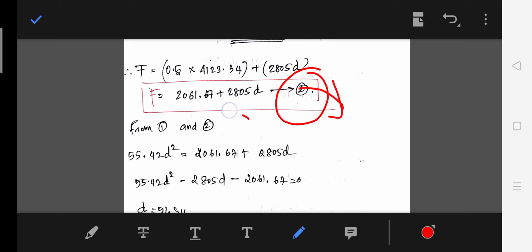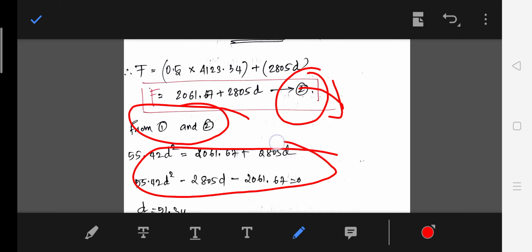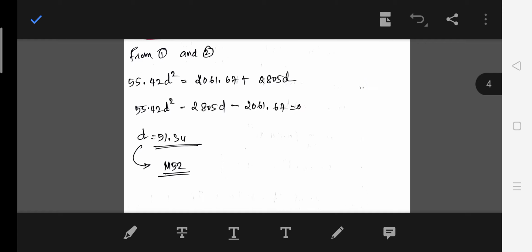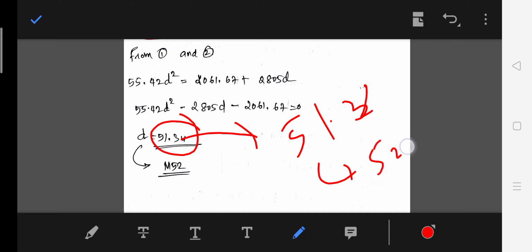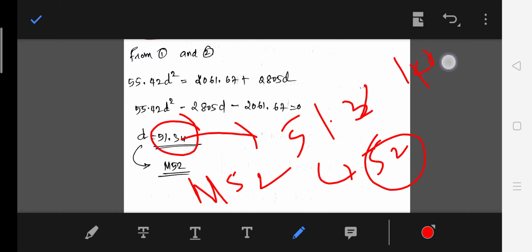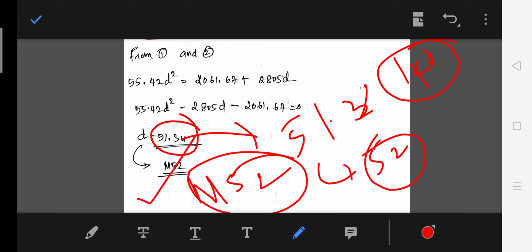From equations 1 and 2 we get a quadratic equation. On solving this equation we get the value of d. It's very simple. We get the value of d as 51.32. We round it up to 52 and check whether M52 is available on page number 140. Yes, M52 is available, so the size of bolt required is M52.